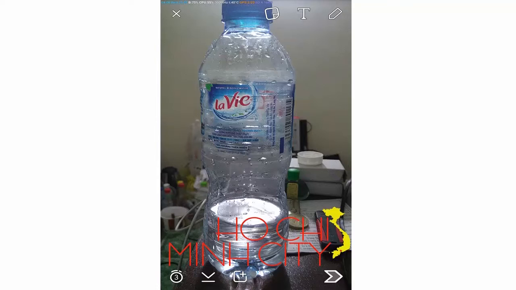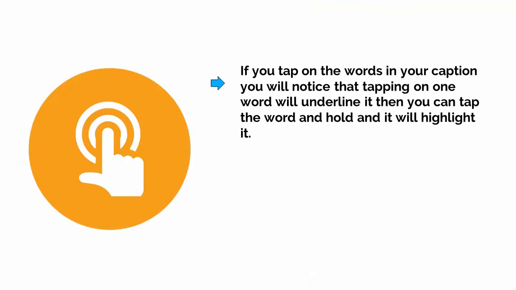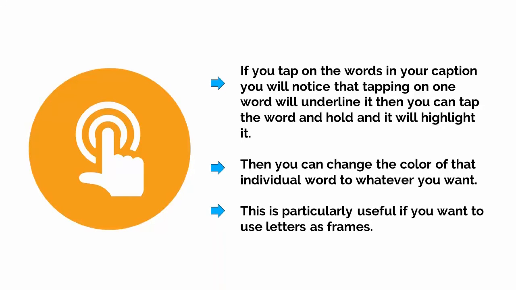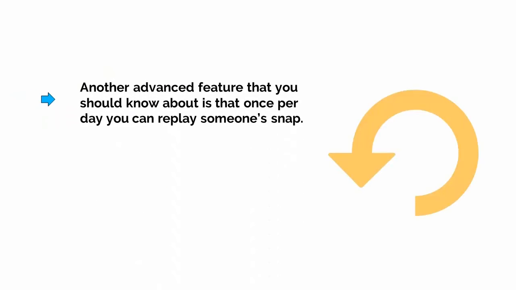There are a couple of neat things that you can do that we will end the video with. First, you can tap on the words in your caption, and you'll notice that tapping on one word will underline it, and then when you tap on the word and hold it, it will highlight it. Then you can change the color of that individual word to whatever you want. This is particularly useful if you want to use letters as frames. You can play with this and find what works best for you, but as an example, you could make the O large enough that most of it is out of frame, and the part that is left frames your picture as an oval.